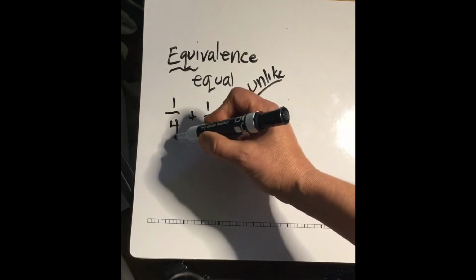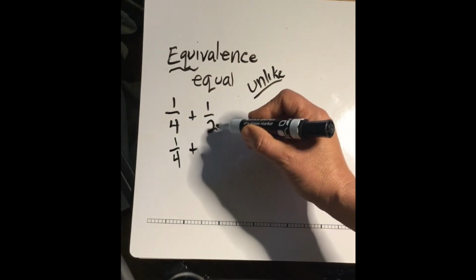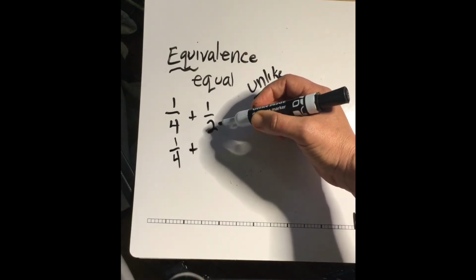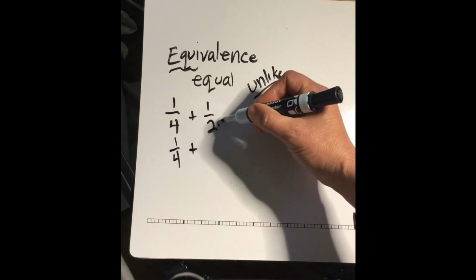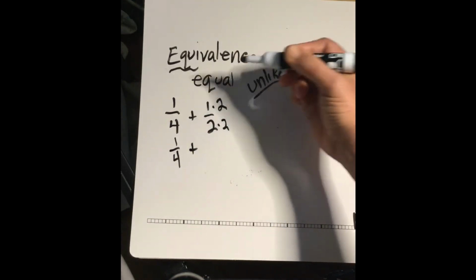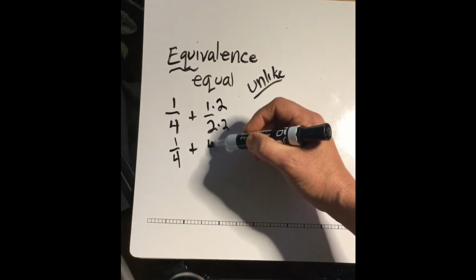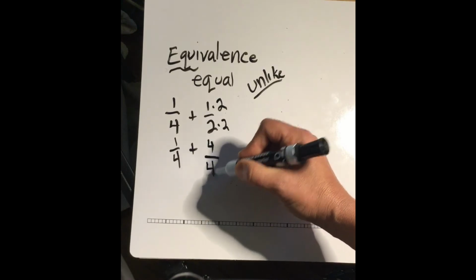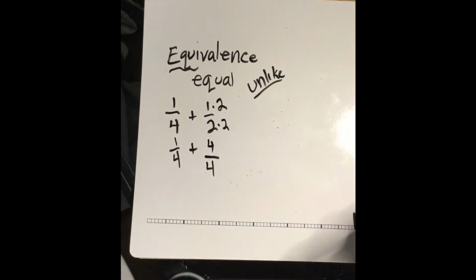All right, we're going to leave 1/4 the same, and we're going to change 1/2 because we can make that have a 4. So whatever we do to the denominator, do the same thing to the numerator. How do we make that a 4? That's right, you multiply by 2. And whatever I do to that denominator, I'm going to do the same thing to the numerator. My new fraction is going to be 1 times 2, 4 in the numerator, and then 2 times 2, 4 in the denominator. So I ended up with 1/4 plus 4/4.